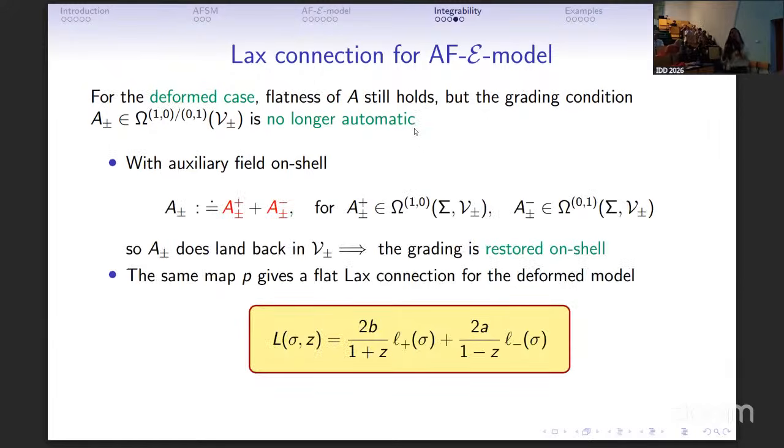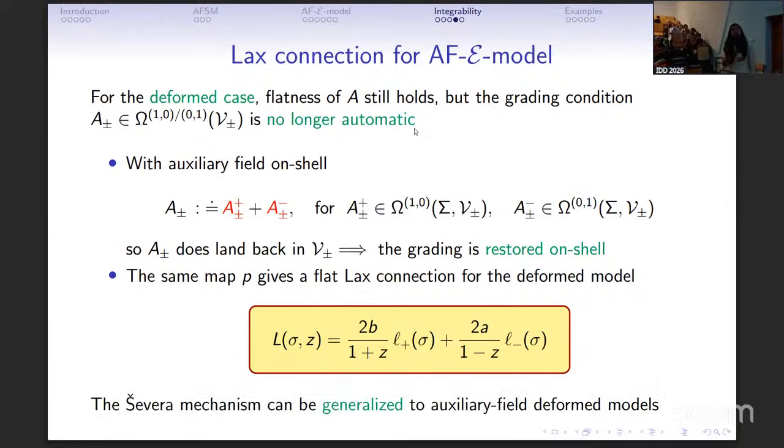All right, so as I was saying, now it's not just that A plus and A minus, but A plus itself again is decomposed into 2 pieces like this, and A minus again decomposed into 2 pieces. But the idea is that when we take things on shell, the grading still works, the proof still works, and we can eventually find the Lax just like this. So the Chivera mechanism actually can be generalized to auxiliary field deformed cases as well when you take them on shell. And now you can think that, okay, this still looks similar to what we had in the undeformed case.